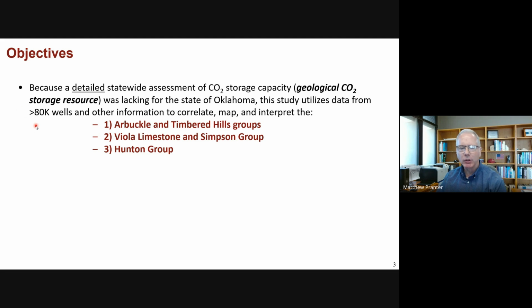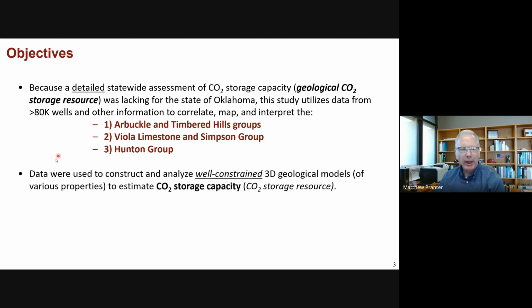This study utilizes data from more than 80,000 wells across the state, and other information to correlate, map, and interpret, first of all, the Arbuckle and Timbered Hills groups, the Viola Limestone and Simpson group, and the Hunton group. Just with that part, we're talking several years' worth of work to compile the data, create databases for this, and do all the correlations. And so Anna's been very busy, and other students.